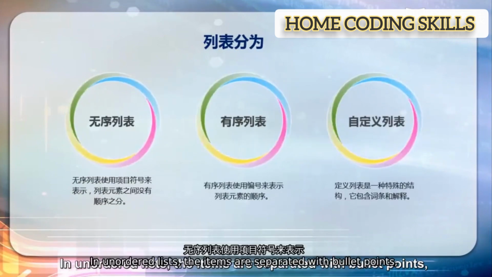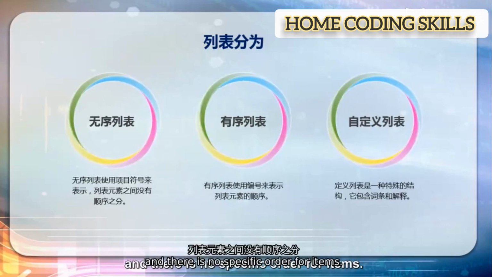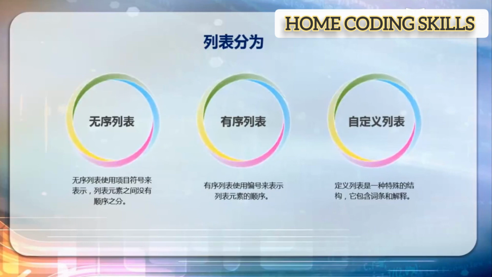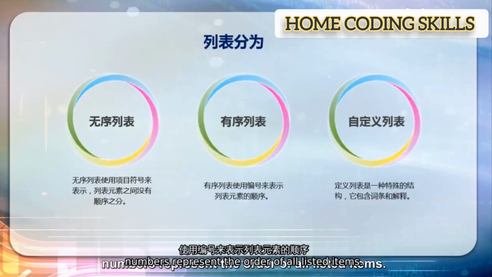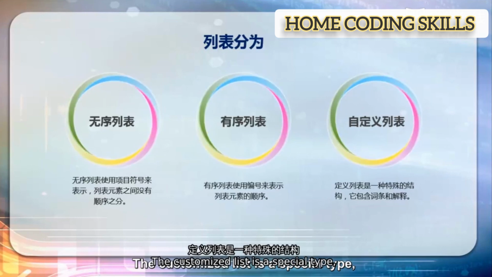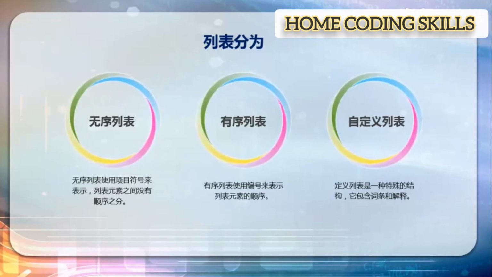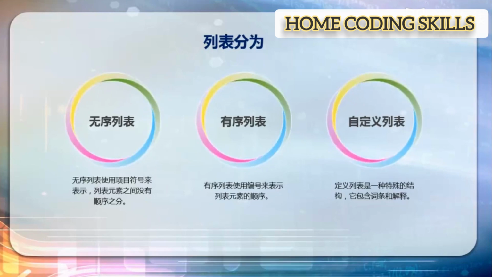In unordered lists, the items are separated with bullet points, and there is no specific order for items. In ordered lists, numbers represent the order of all listed items. The customized list is a special type, which includes entries and explanations. The details are as follows.